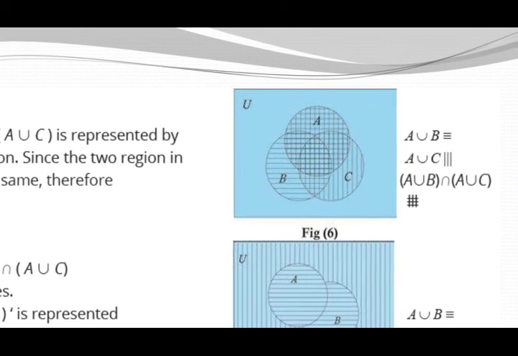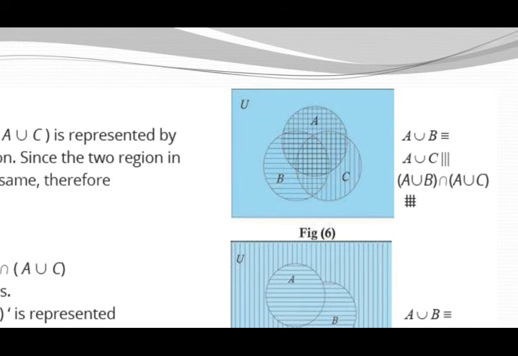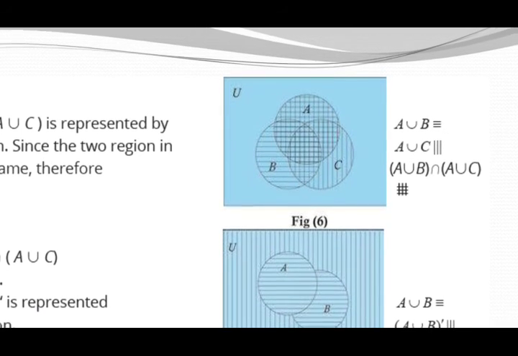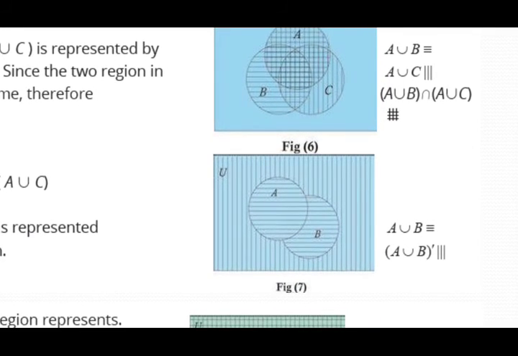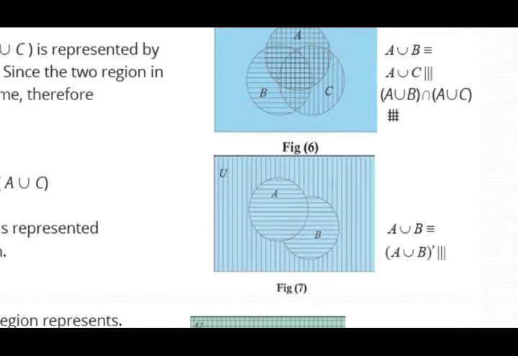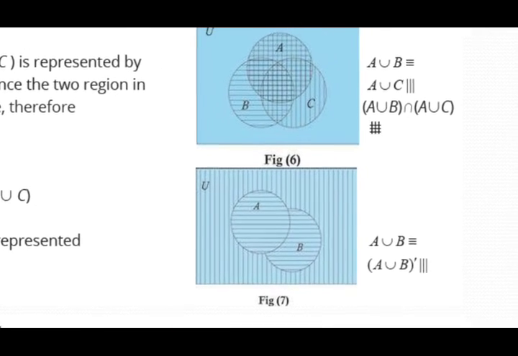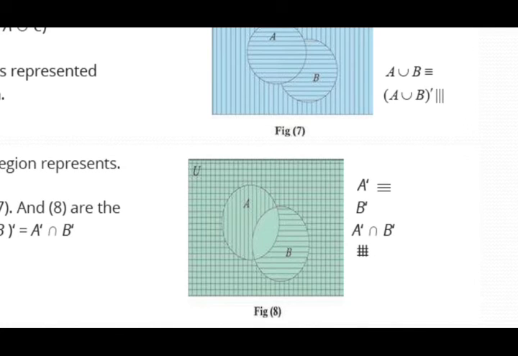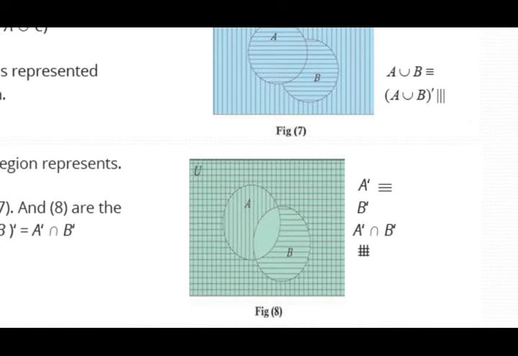These are also some representations of Venn diagrams. We mention there A union B by horizontal lines. When we represent union, we shade all the area of A and B, but in intersection only the common area. In figure 7, A union B by horizontal lines and then its complement is outside A and B. And in figure 8, A complement is outside A, B complement is outside B, and then the common area, A complement intersection B complement, is outside A and B.